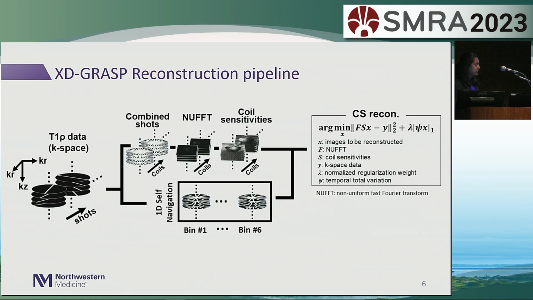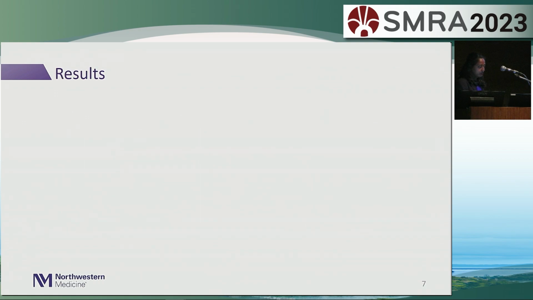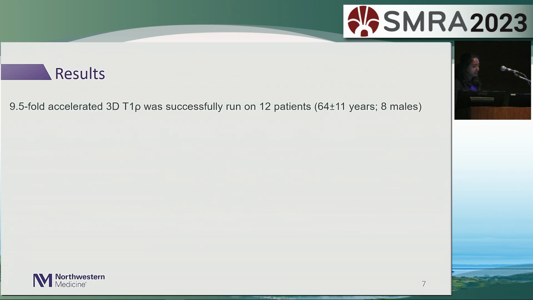We use an XD-GRASP reconstruction pipeline where we get our raw data, bin it into 6 respiratory bins based on our self-navigation signal, and using coil sensitivity information we can do our compressed sensing recon. So we were able to scan this in 12 patients and achieve a 9.5-fold accelerated 3D T1-rho.